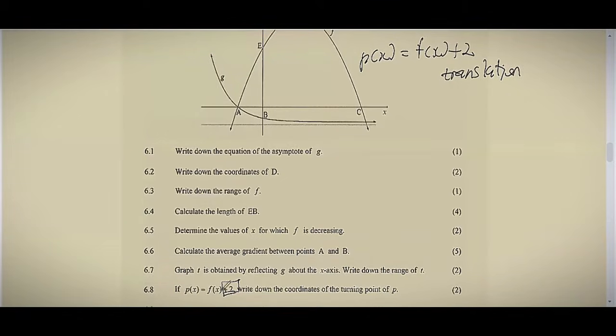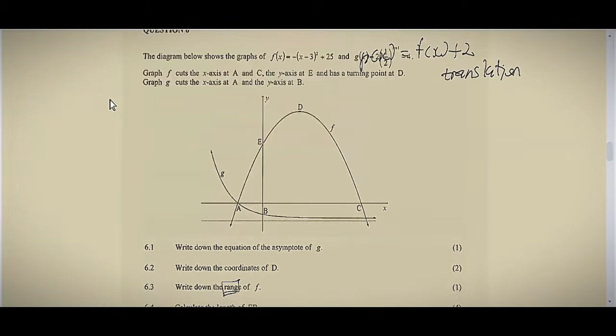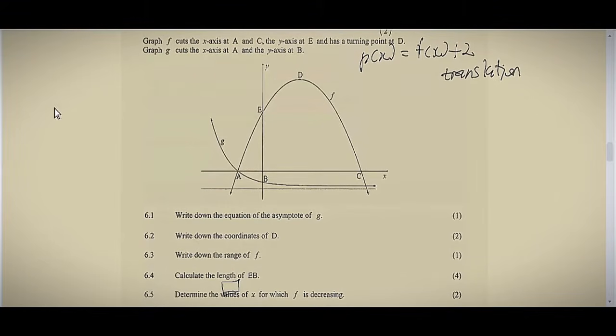Then if p of x is equal to f of x plus 2, write down the coordinates of the turning point of p. Now, in order to answer this question, it is very important that you know what the coordinates were originally, right? So originally the turning point for f was (3; 25), right? So this is what we get. Now they want the turning point for the graph of p. This is what we call a vertical translation. So it only affects the y coordinate here, right?